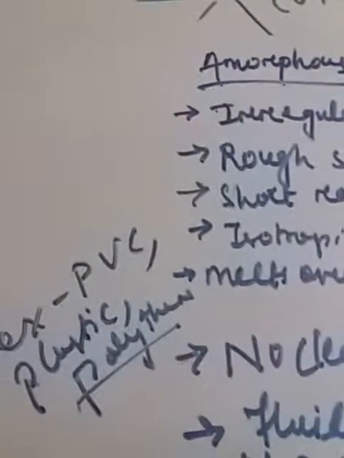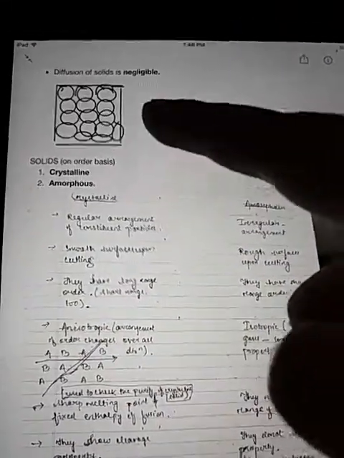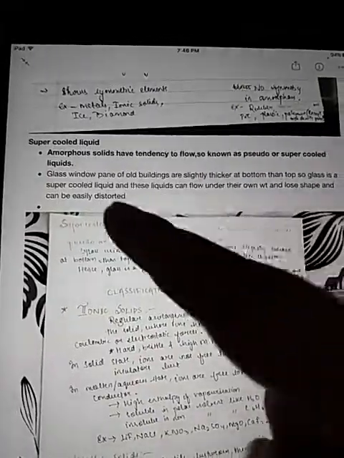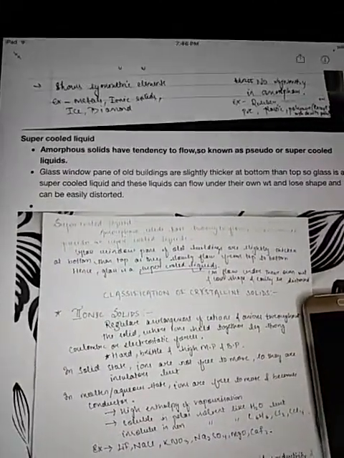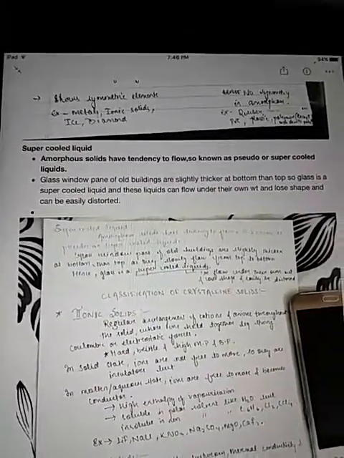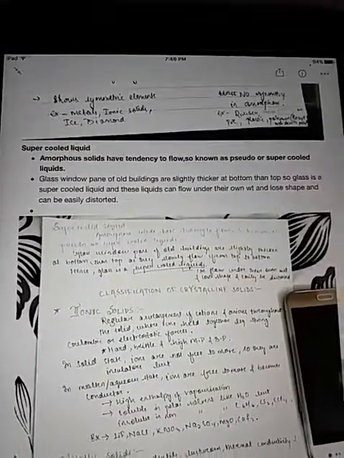Then we read till here: solids, their structure, crystalline, amorphous, and their difference. Now we'll see about supercooled liquid. Amorphous solids have a tendency to flow, so they are known as supercooled liquids or pseudo liquids. Now let's see what it is.